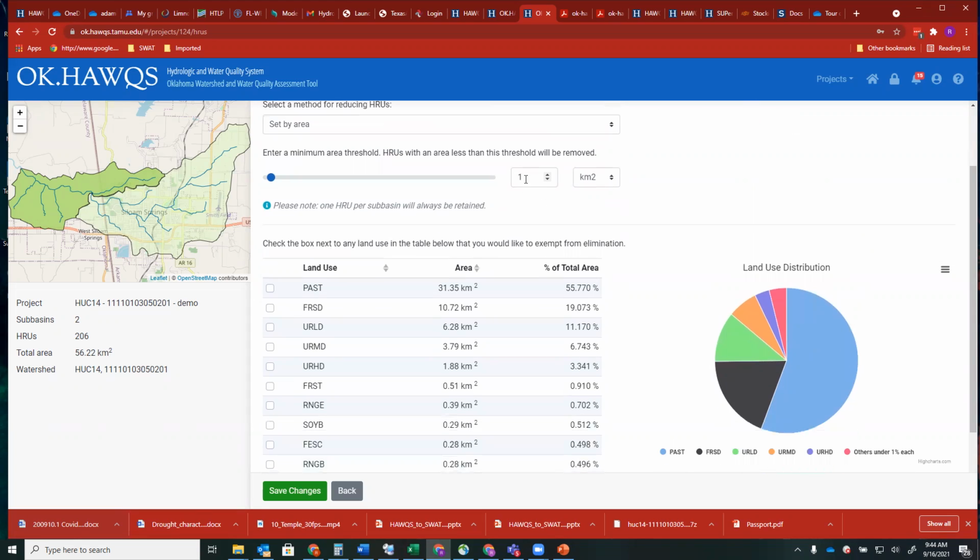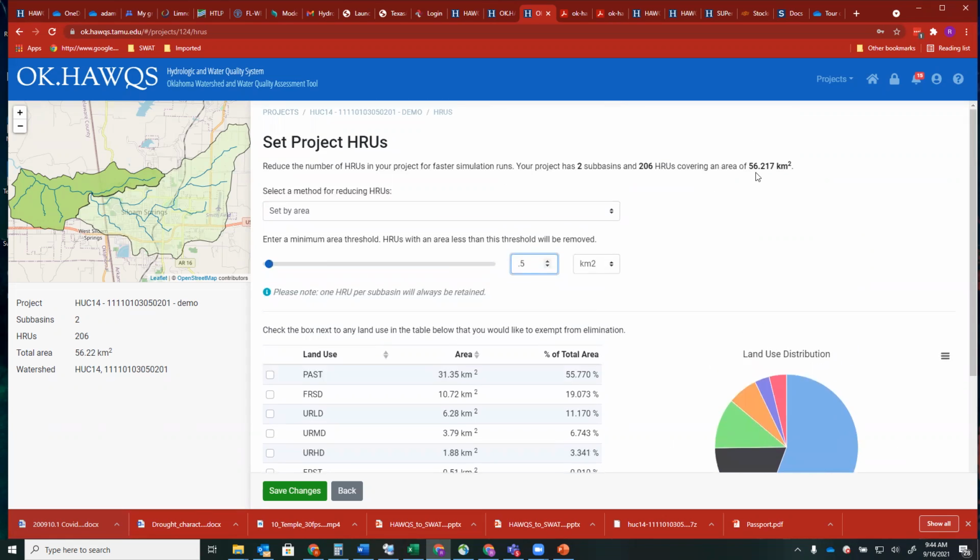So if I say 0.5, what is 0.5? 0.5 is going to be equal to, okay, 1%, right? So I'm saying any land use that is less than 1%, I don't want to model that HRU. I mean, you can put anything, or you can leave it 0 so that you will consider all the 206 HRUs, every unique combination.